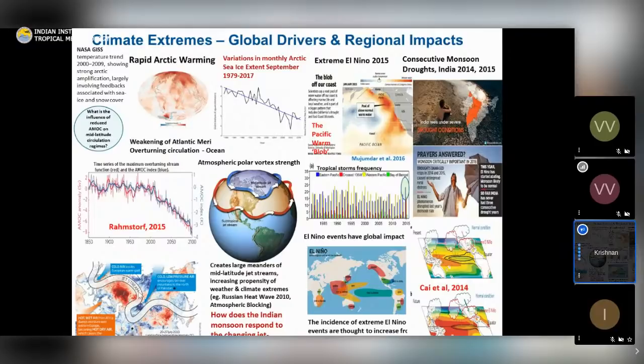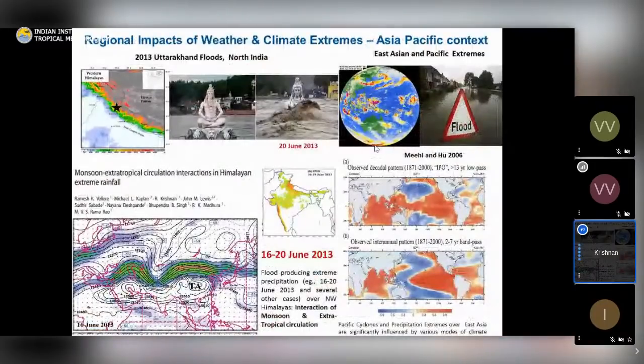And also, El Ninos are becoming very strong of late. 2015 was a very extreme El Nino, which we had studied for the monsoon. We had two consecutive droughts, 2014 and 15, due to the El Nino impact. So climate change is also affecting these extremes in the ocean, the El Nino phenomena. And so we have to keep these links in mind. They are not just about changes in water vapor and precipitation associated with that. There are also circulation driven changes.